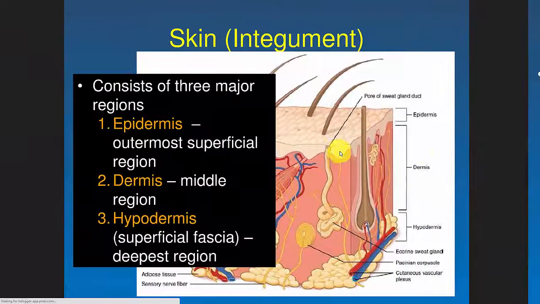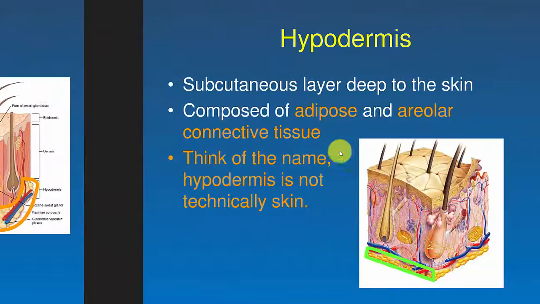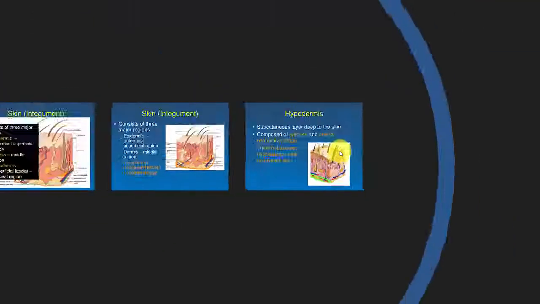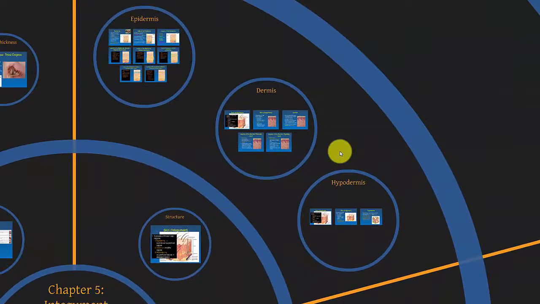Hypodermis. Hypodermis, I guess, kind of just highlighting it there. Mainly composed of adipose, so fat cells, and then also areolar connective tissue. Technically, since it's hypo, it's below the dermis, it's not really a part of the skin. It's not technically skin. But main thing there is just storage of fat.